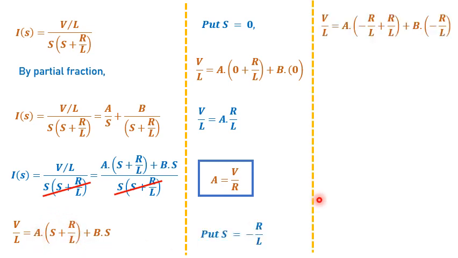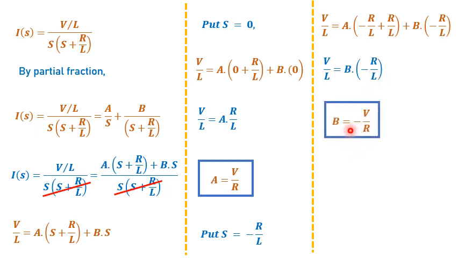Therefore, from which I can find B is equal to minus V by R. Now substitute the values of A and B here. I will get I(s) is equal to, instead of A I will write V by R, and instead of B I will write minus V by R. So this much. Now it is easy to take the inverse Laplace because we are interested in finding i(t).